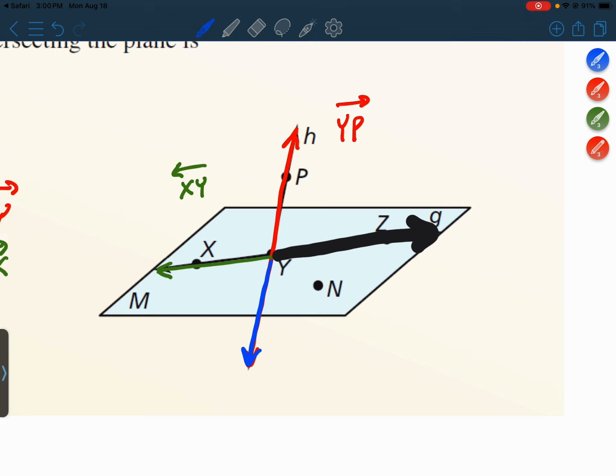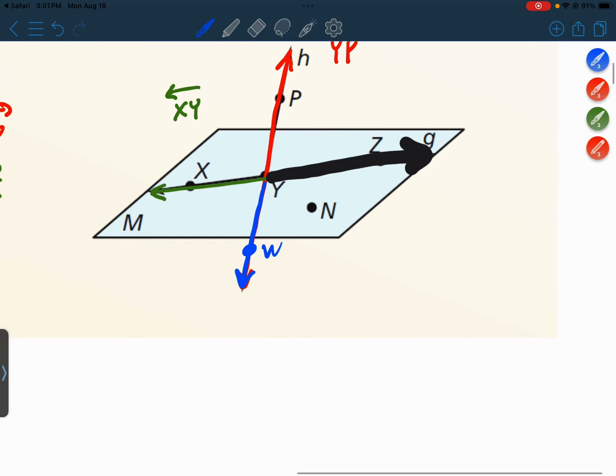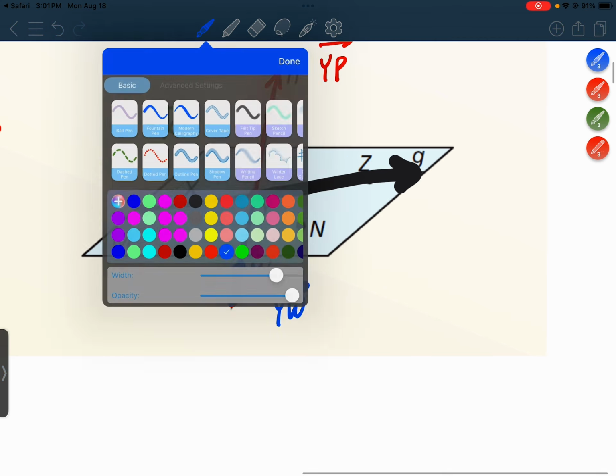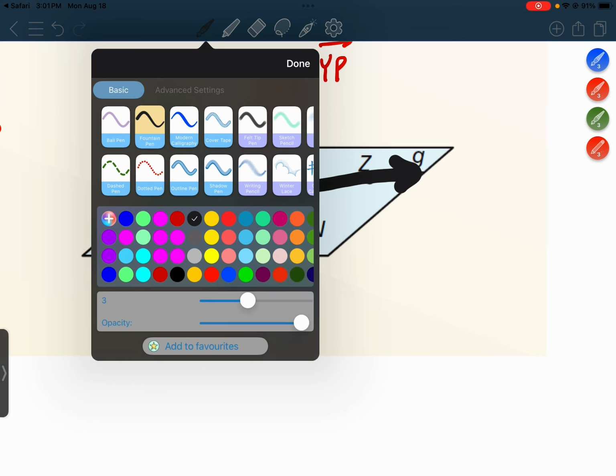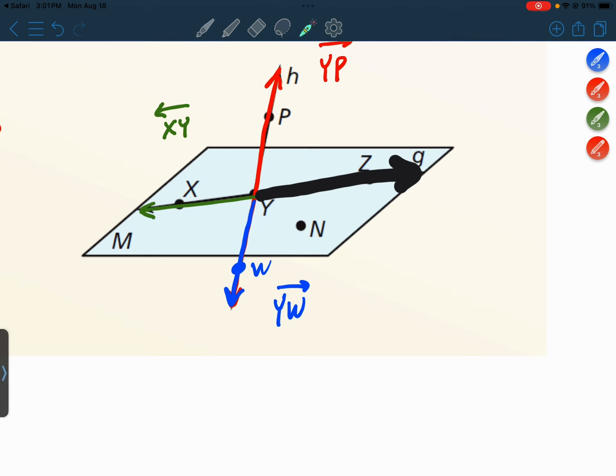If we wanted to name the blue ray, we actually can't because we need 2 letters to name the blue ray. So if we want to add another point here, and let's just choose a letter that hasn't been used yet, like W, we can call the blue ray YW. And then the black ray, let's switch over to black here, we can call that YZ. YZ with the arrow above Z.